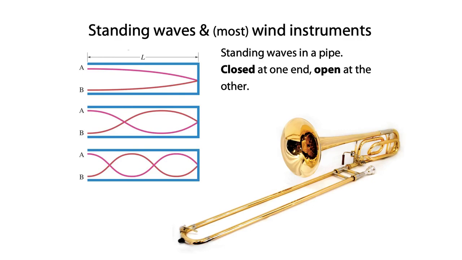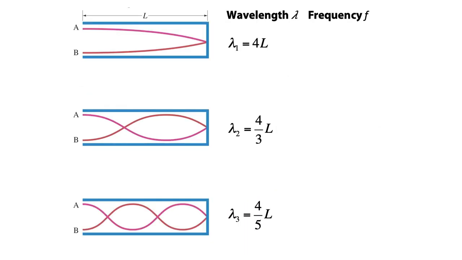With wind instruments, it's more common to have a node at one end and an antinode at the other end. Again, we have this concept of L. A trombone is a good example, because on a trombone you can change L simply by pushing and pulling on the slide. Similar mathematics applies, but with a subtle difference.